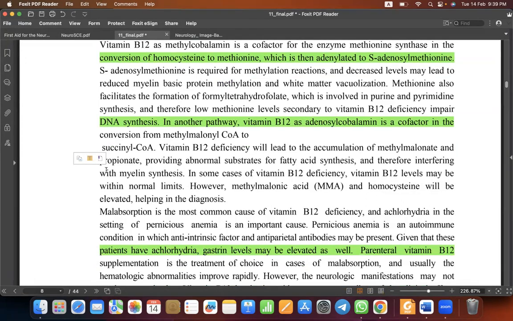There will be involvement of the dorsal column and the corticospinal tract. The corticospinal tract is associated with upper motor neuron signs, and the dorsal column causes neuropathy. The combination of upper motor neuron signs and neuropathy gives subacute combined degeneration of the spinal cord. Why combined? There is dorsal column involvement with corticospinal tract involvement.